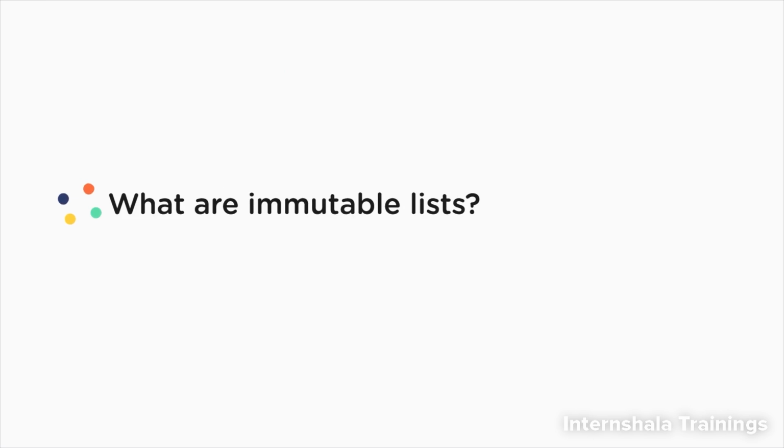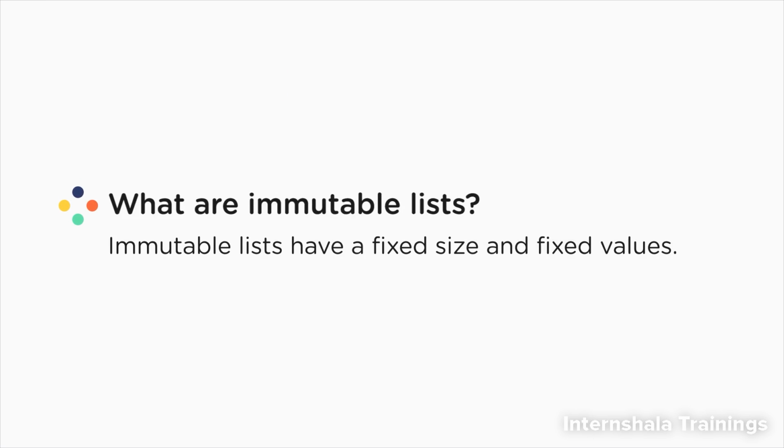So, what are immutable lists? As the name suggests, they are immutable. That is, neither can their size be changed, nor can they change the values that are stored inside them. So, they have a fixed size and fixed values. So you see how arrays and lists can be related and understood. We can change the values of arrays but not for immutable lists, while the size of both cannot change.